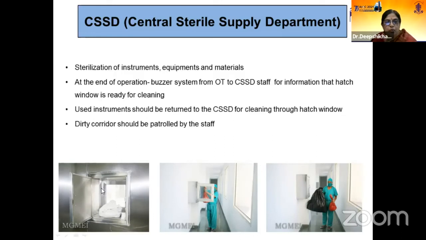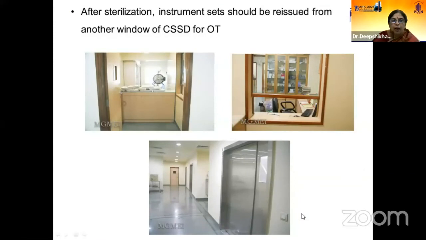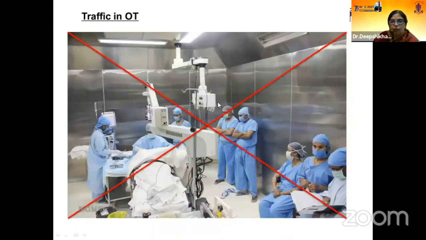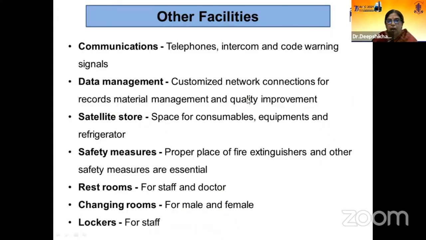Used instruments should be returned to the CSSD for cleaning through this hatch window, and the dirty corridor should be patrolled by the staff. And after sterilization, the reissue of the instruments should be from another window. There should be controlled traffic. And other facilities should be available for communication, data management, satellite stores, safety measures, restroom, changing room, and lockers for the staff.